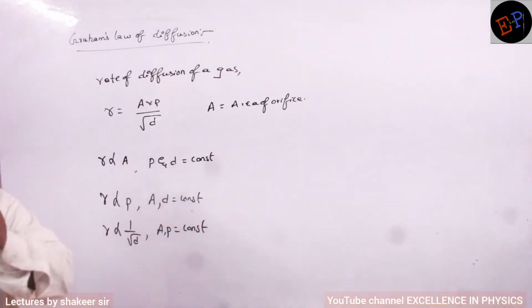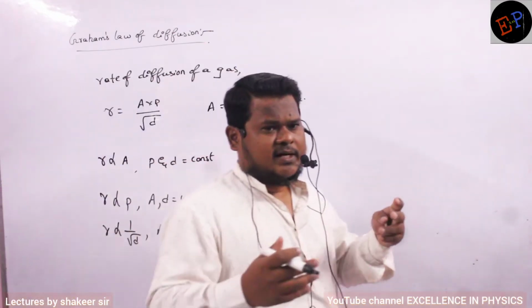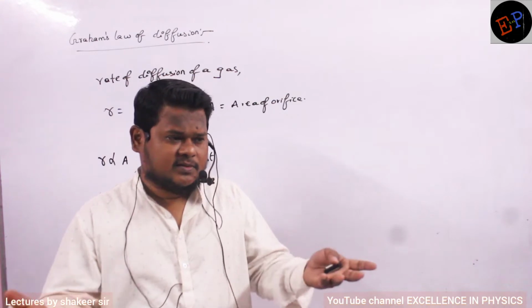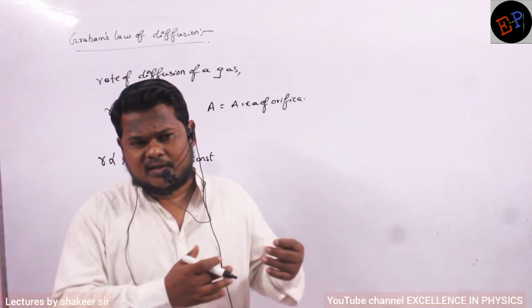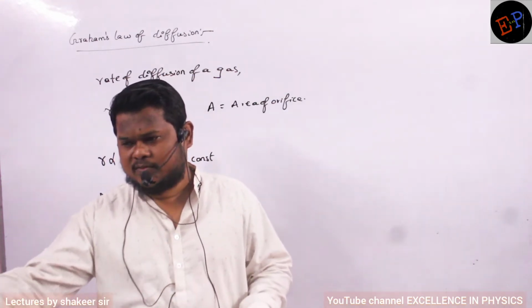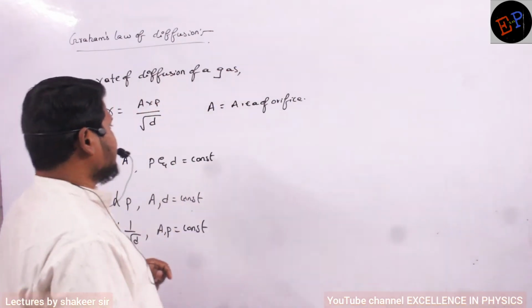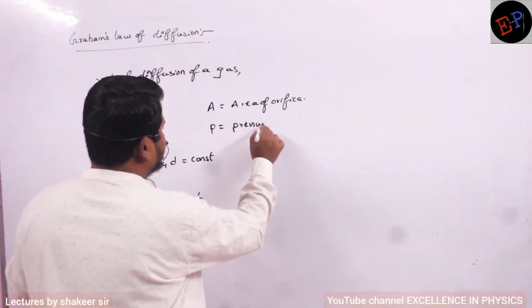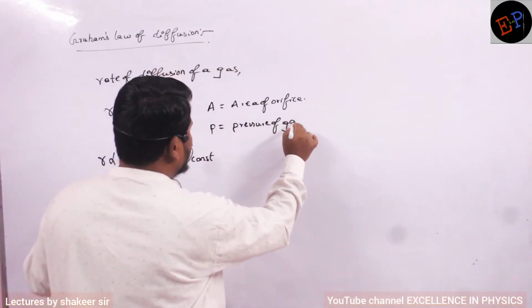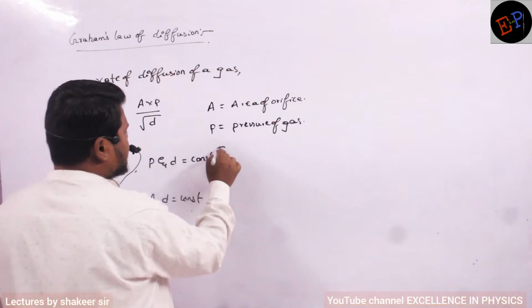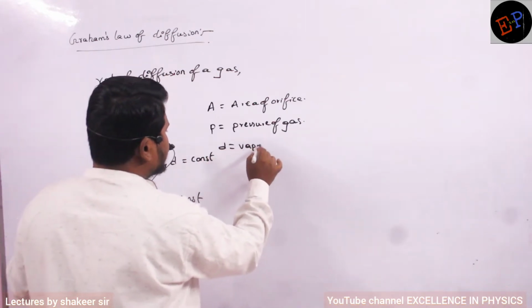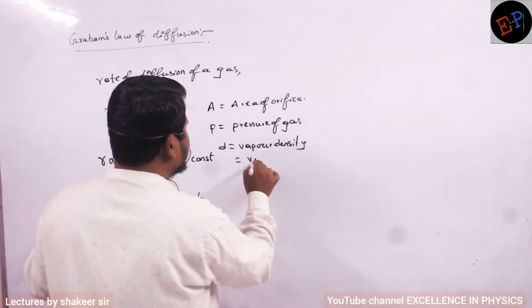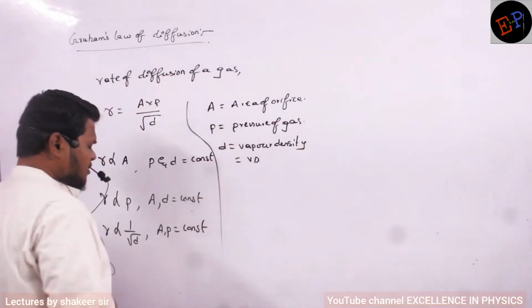Orifice means hole. So if you make a hole in a container, gas leaks out, no? Why does gas leak out? Because inside the container pressure must have been greater. So gas always tries to flow from higher pressure region to lower pressure region. So A is area of the orifice. What is P? P is called pressure of the gas. And D is called vapor density of the gas. Or D you can write as V.D. also, vapor density of the gas.